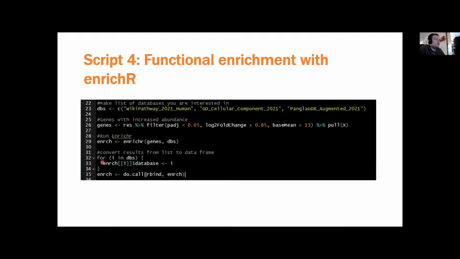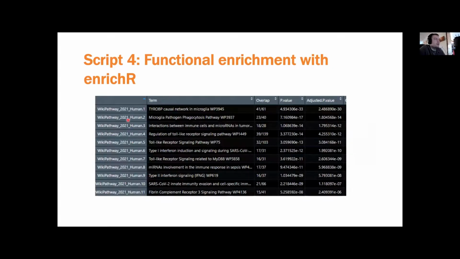This for loop is just manually specifying the database for each of the entries in the list. And then to make it into a data frame, we use this do.call function. It's creating a data frame that looks like this, where each of the rows are different pathways or gene sets that were enriched. It gives us some statistics that we can use to rank the pathways. It gives us the number of genes that were present in the pathway and all kinds of information like this.